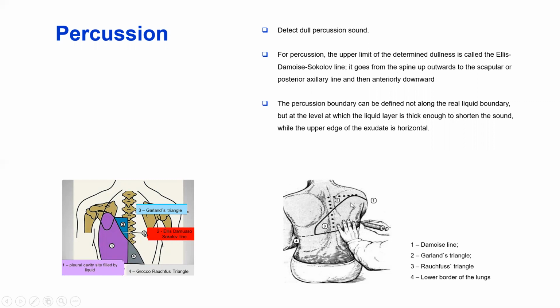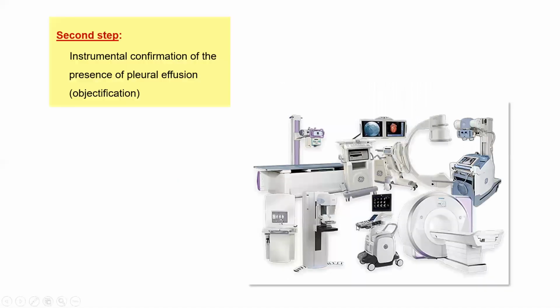The percussion boundary is not defined along the real liquid boundary. It is important, but at the level at which the liquid layer is thick enough to shorten the sound, while the upper edge of the exudate is horizontal.